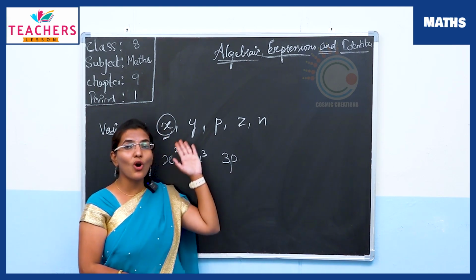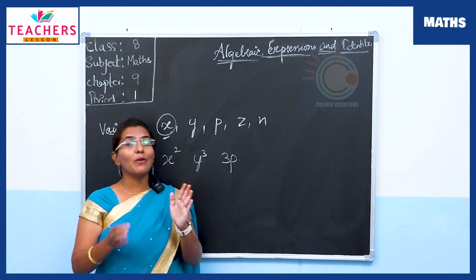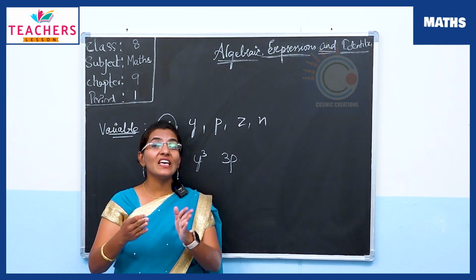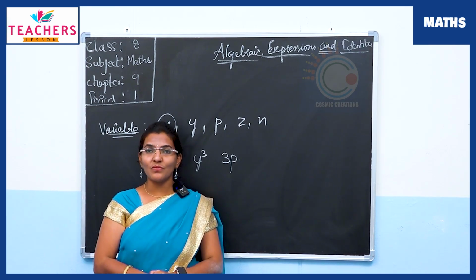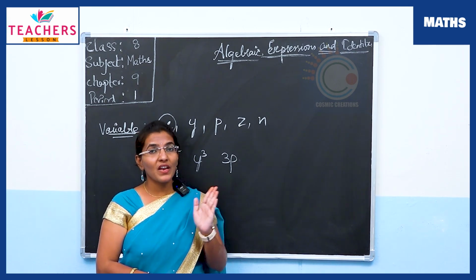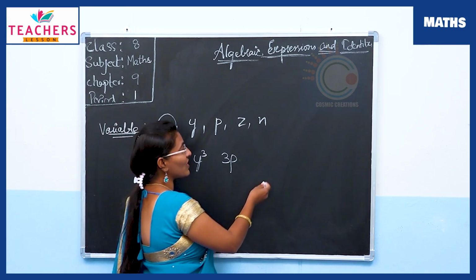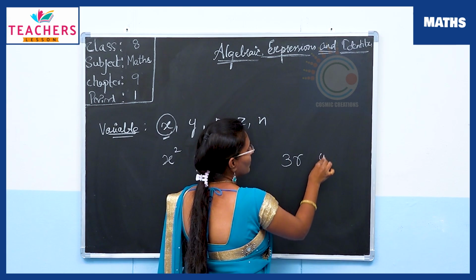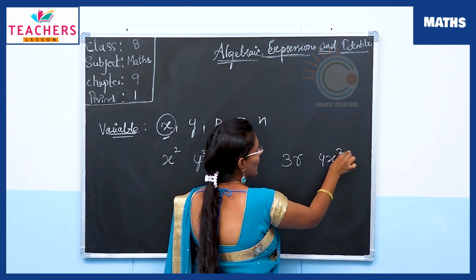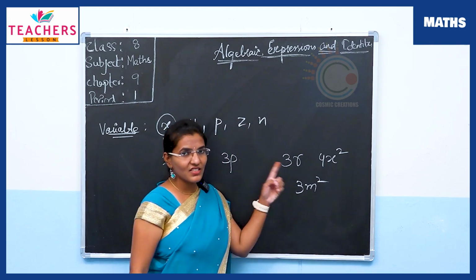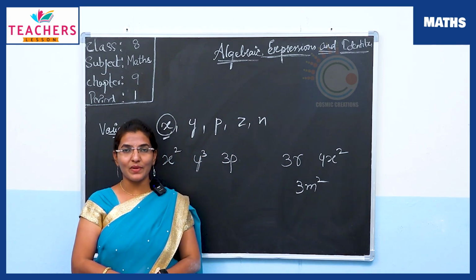So, all these are what? These are all the variables. That means a variable is nothing but a symbol which is increasing its value. Clear, right? So, what is a variable? You have understood. So, now what are the examples of variables you can give? Yes, 3r and 4x square, 3m square. Yes, these are all examples of variables, right?